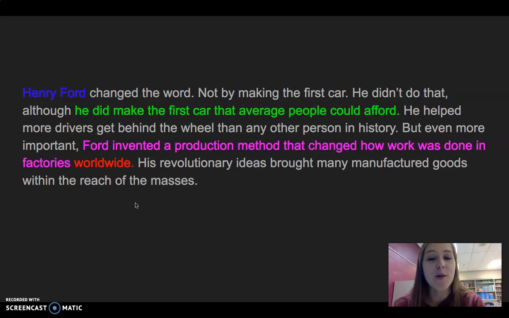And that's pretty important because most of us are average. So without him, maybe we couldn't afford cars. He helped more drivers get behind the wheel than any other person in history. That adds to what we just highlighted. But even more important, here's more of the what. Ford invented a production method that changed how work was done in factories worldwide. And we know from the title that that production method was the assembly line. Worldwide is written in red because that's where this is happening. His revolutionary ideas brought many manufactured goods within the reach of the masses.